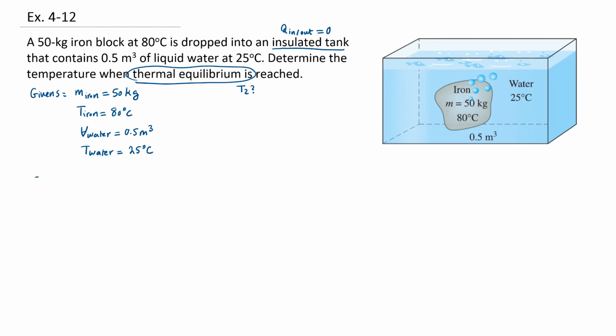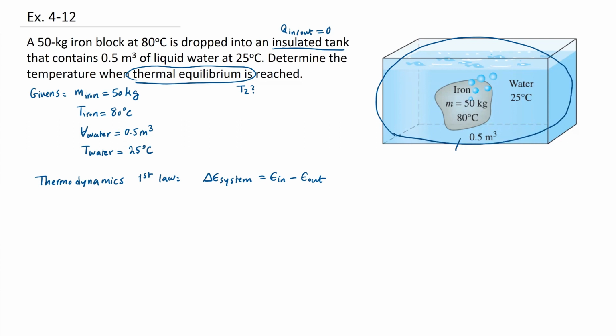I'm going to write down the thermodynamics first law. Delta E system is equal to E in minus E out, and I'm going to consider the whole water, including iron, in the tank as my system. So, if I look at my system, there is going to be no heat involved. Q in or out is equal to 0 as given in the problem statement.